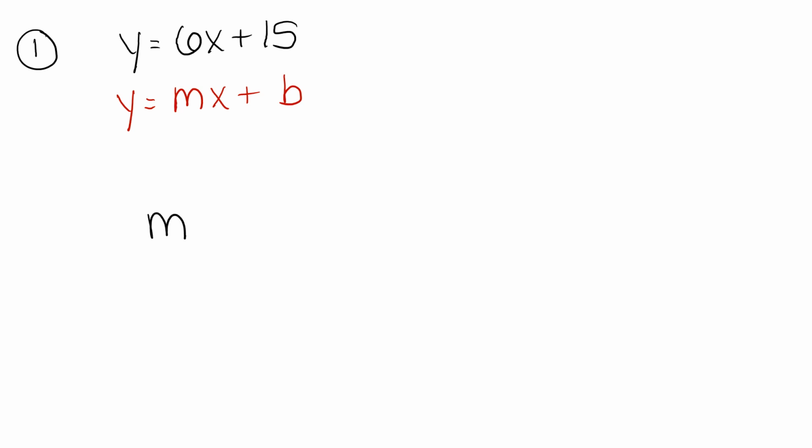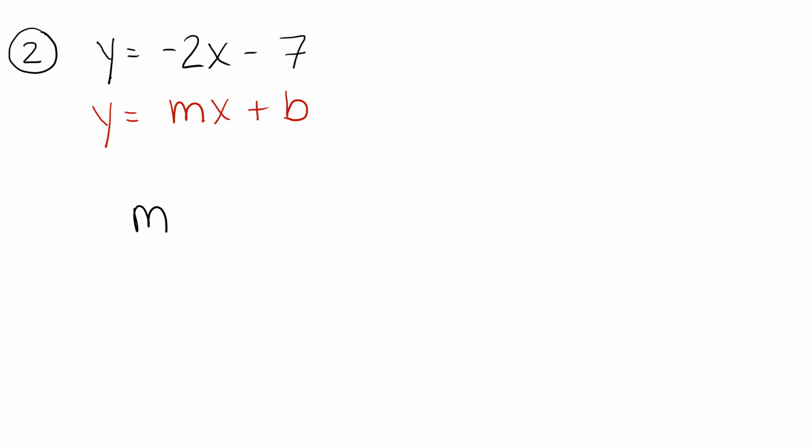For number one, you are given the equation y equals 6x plus 15, and you're asked to identify the slope and the y-intercept. Remember, we're referencing slope-intercept form, which is y equals mx plus b, and we're wanting to identify the m value, mx, so that would be 6, and the b value, the plus b at the end, which would be 15.